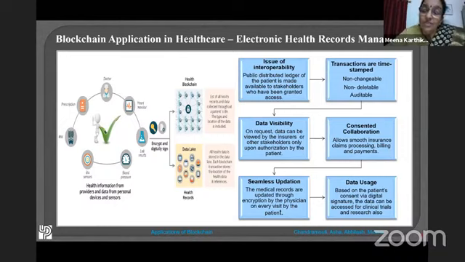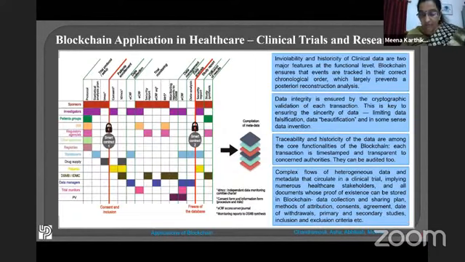This data also can be integrated into clinical trials, if there are certain patients where you are trying a specific medicine which is under clinical trial. So that is one big advantage of the health record management system. Now let us go to the clinical trials. Let me explain this to you.